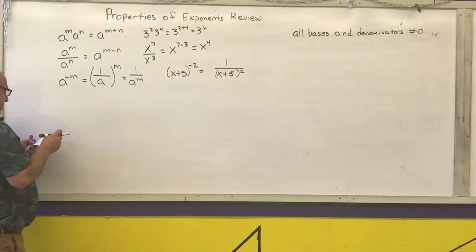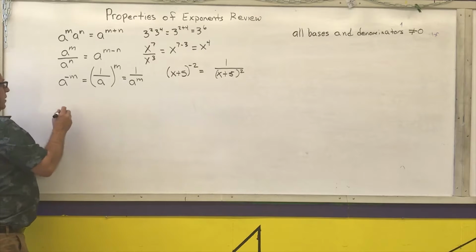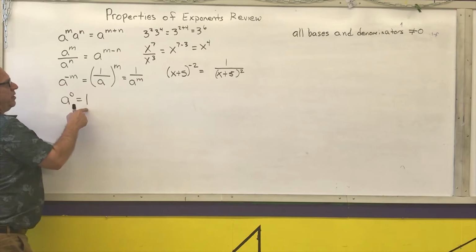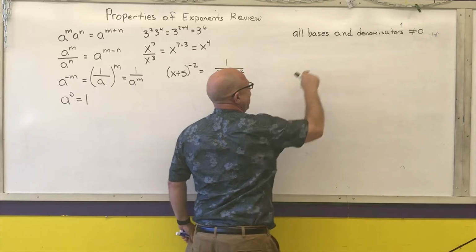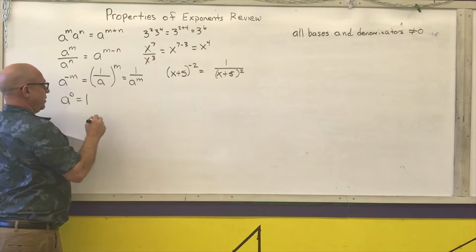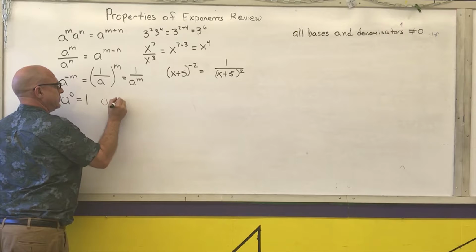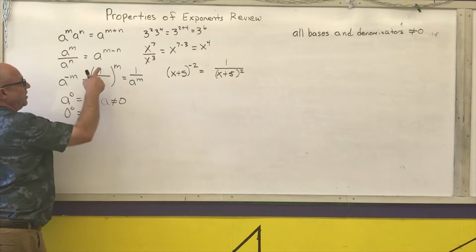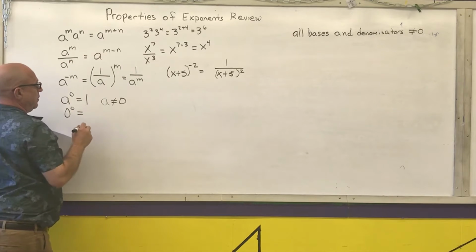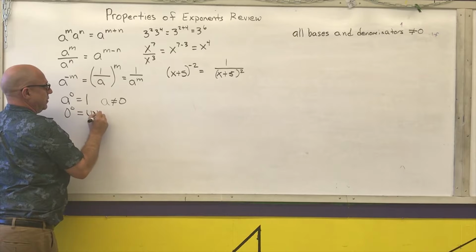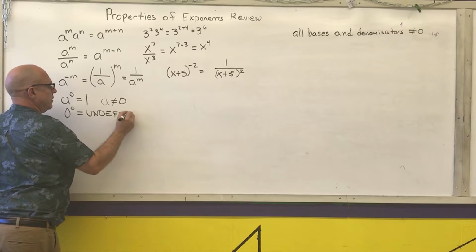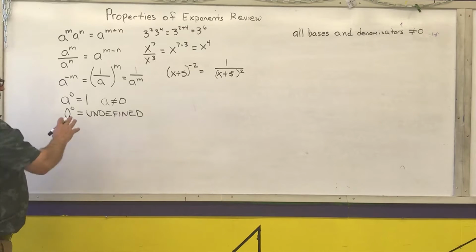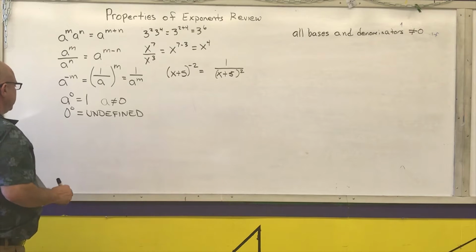I have the zero exponent property. A to the 0 is 1, but again, my base cannot be 0. And by definition, that's a definition, and we can get it from using this property. And 0 to the 0 is undefined. 0 to any other power other than 0 is 0, but 0 to the 0 is undefined.